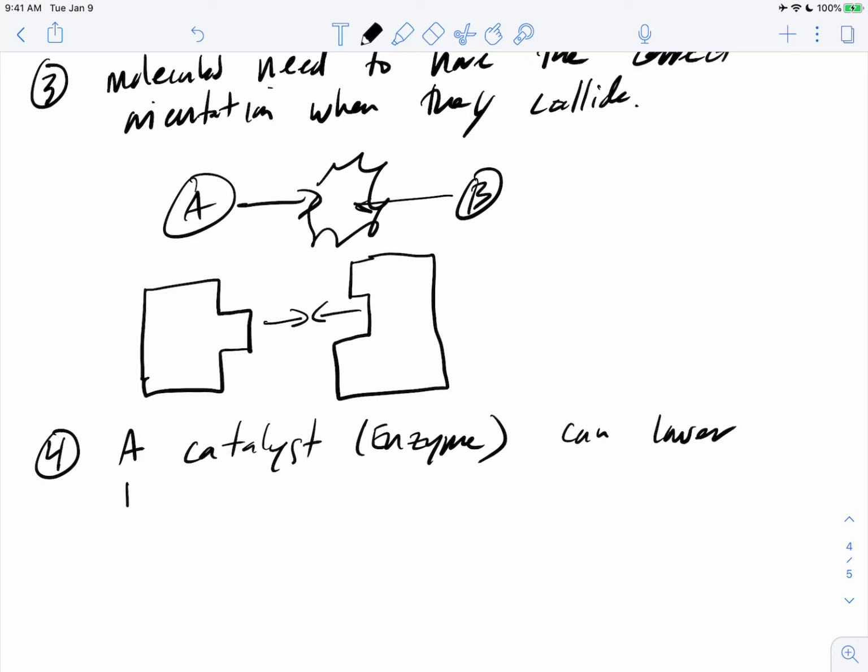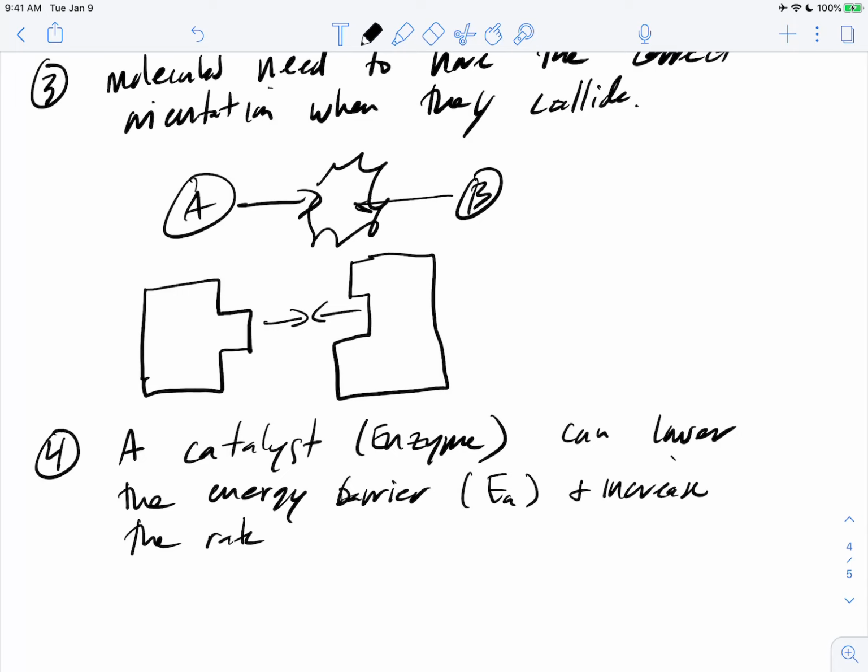So a catalyst, an enzyme, can lower the energy barrier, which would be the activation energy, by decreasing the activation energy. You can't change the energy of reactants or products, so it's just the activation energy, and increase the rate of the reaction.